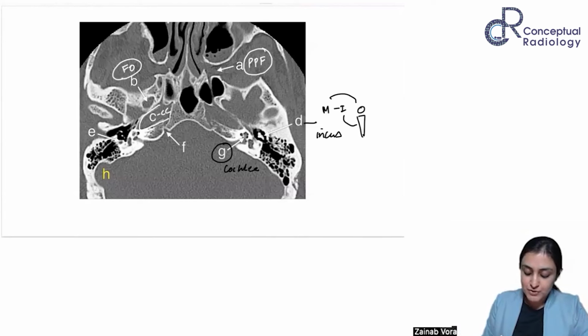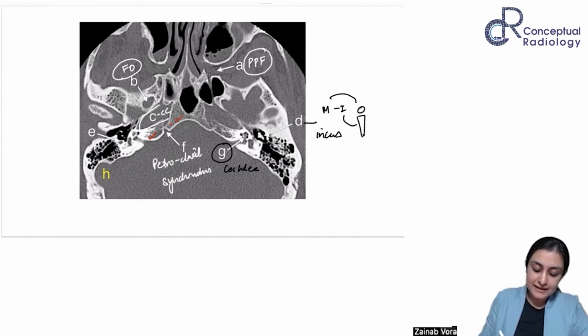Then what do you see at F? F is the fissure, right? It's the fissure between what two bones? This is clivus and this is the petrous apex. So this is the petroclival synchondrosis is what it's called. So this is the petroclival synchondrosis. E is left. What is E?